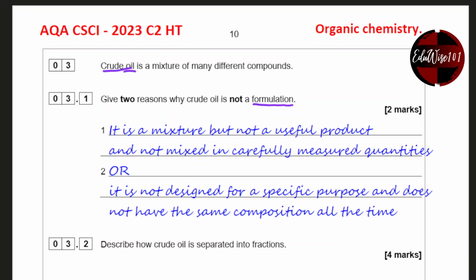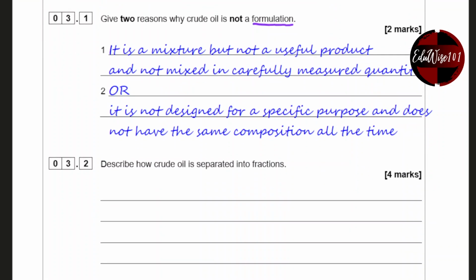So formulations are useful products that we actually create using chemical reactions. So it is a mixture, but not a useful product, and not mixed in carefully measured quantities. Or you could say it is not designed for a specific purpose and does not have the same composition all the time. What that means is, when we get crude oil from different parts of the world, some of the biggest producers of crude oil are Dubai, Saudi Arabia, Venezuela, Iran, and America. And the crude oil that we get from these different countries is actually different types, not identical.